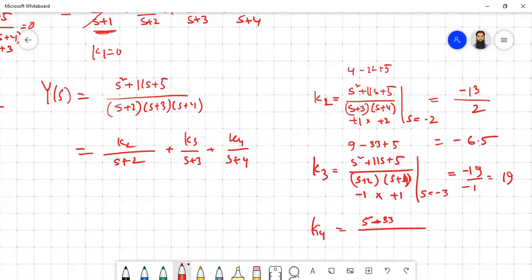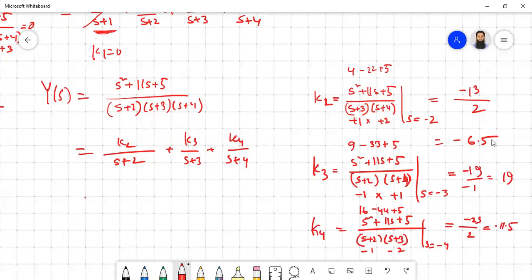And K4 is, actually you can do it by yourself and just repeat writing so that it becomes a review for you. You are supposed to know this already. Then S plus 2, S plus 3, and S has to be minus 4. So this is minus 1, this is minus 2. So minus minus basically plus 2. Now here minus 4 squared is plus 16, minus 44 plus 5. So 44 minus 21 is basically 23. So minus 23 divided by 2, so minus 11.5.